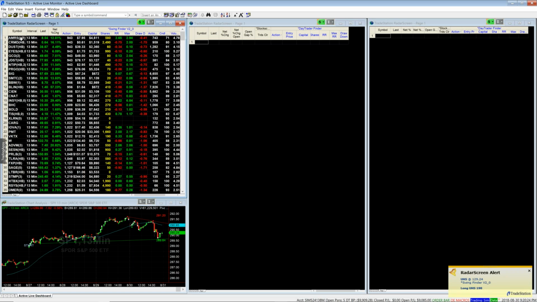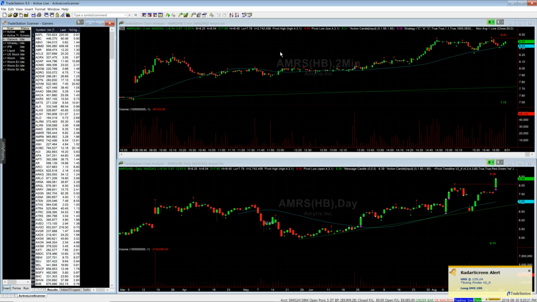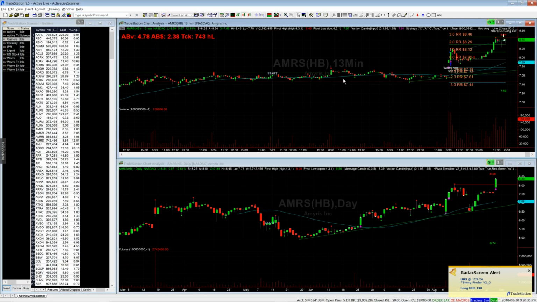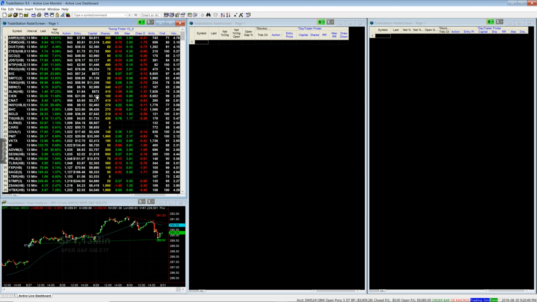So when I see a symbol, AMRS for example, at 9:43, what I do is I jump over to my screen, I take a look at the 13-minute chart of AMRS and the daily, and I say, okay, boring sideways trading, breaking from that pattern, abnormal volume, pretty good daily chart, looks good. That would be one that I would want to buy. Let's see if there's one that I wouldn't buy.